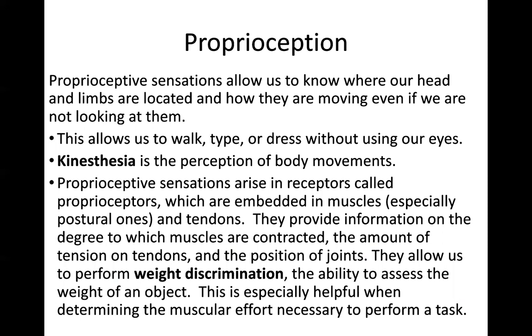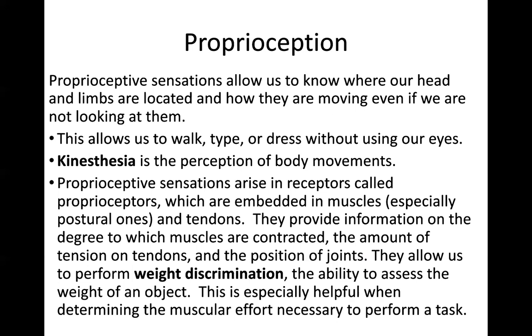Kinesthesia, as I mentioned earlier, is perception of body movements. The receptors involved, and I've already mentioned this, are proprioceptors, which are embedded in muscles, especially our postural ones, and in our tendons, providing us with the degree to which muscles are contracted, the amount of tension that a tendon is experiencing, and the position of our joints. Like I said, this is what can enable you to close your eyes and touch your nose. It allows you to close your eyes and still be able to feel if your knee is bent, your arm is bent, where those limbs are located, even if you're not looking at them.